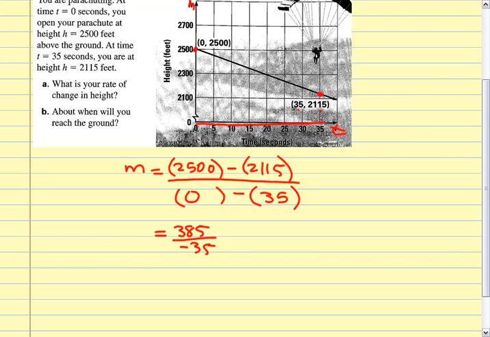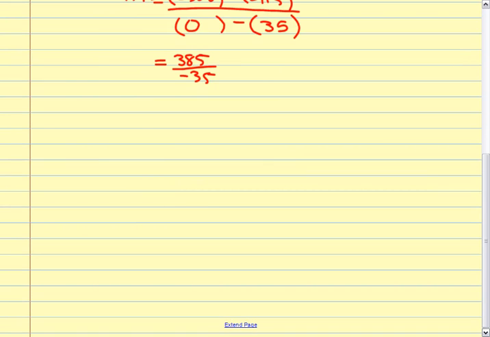Okay, can we simplify that? Can someone simplify? What goes into both of those? 5. 5 goes into both of them. Let's see. It's going to be negative 77 over 35... 5 goes into that 7 times. 11 over 1. It's negative 11 over 1 is the slope.